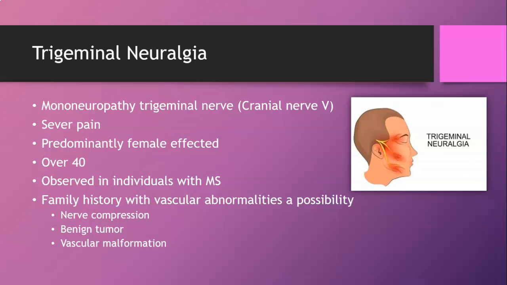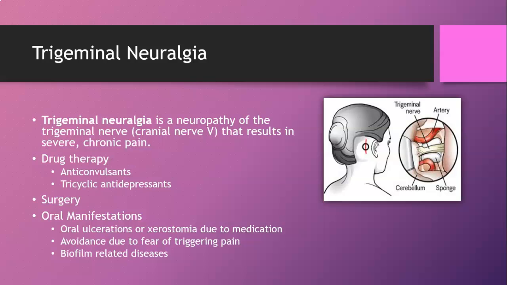Family history with vascular abnormalities is a possible cause, but it's a nerve compression. It could possibly be a benign tumor, but that sometimes has nothing to do with it at all. So something just is compressing the nerve, or a vascular malformation. So the blood vessel might be pushing on the nerve or rubbing on the nerve, and eventually gets through the myelin sheath and causes this severe pain. So it's a neuropathy of the trigeminal nerve 5, which we said.